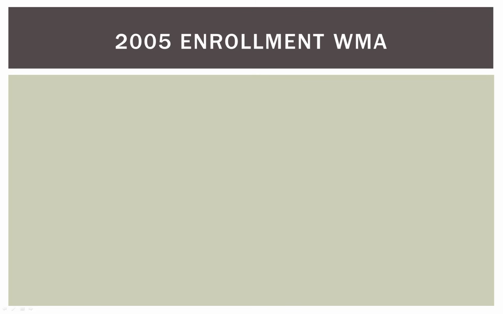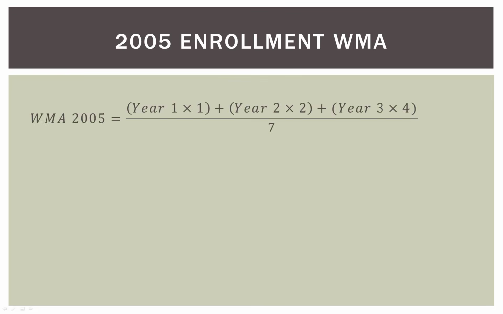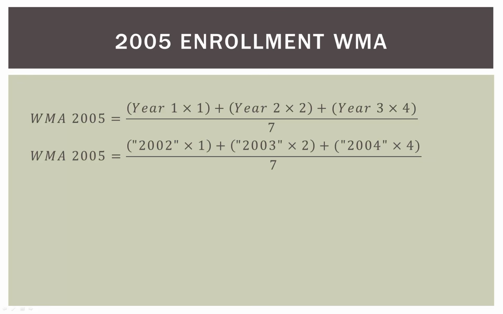So how will we go about figuring out the 2005 weighted moving average for enrollment? Well, for 2005, we're going to use 3 years in the past. So year 1 will be 2002, year 2 will be 2003, year 3 will be 2004. And we're going to give each one a weight: 1, 2, and 4. Here we are. I put the 2002, 2003, and 2004 in quotes so you know that's the year, not the enrollment. I'm not going to go back to the chart, but let's go ahead and substitute the data in.